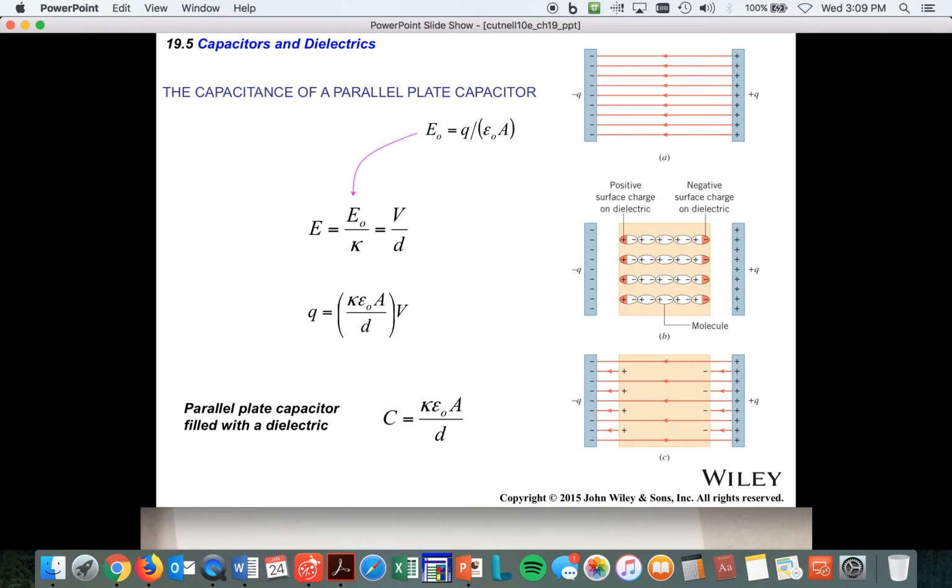The capacitance of a parallel plate conductor. Okay? All right.